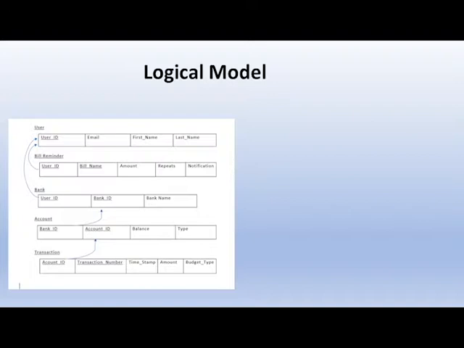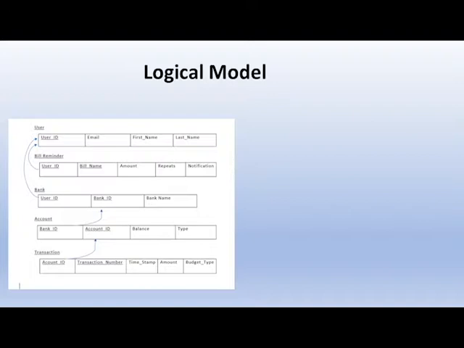So once we had discussions about what all of those incorporated and what we wanted in our model, we then decided what we would have our rows titled as. And so we went back to look at our conceptual design and decided that the row titles we would want would be user, bill reminder, bank, account, and transaction.